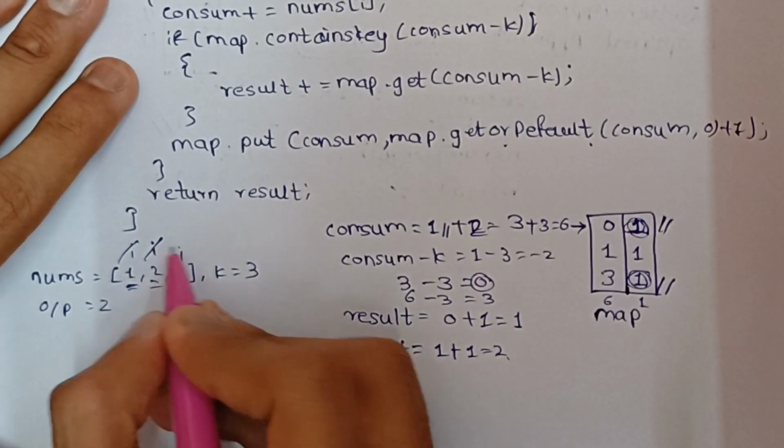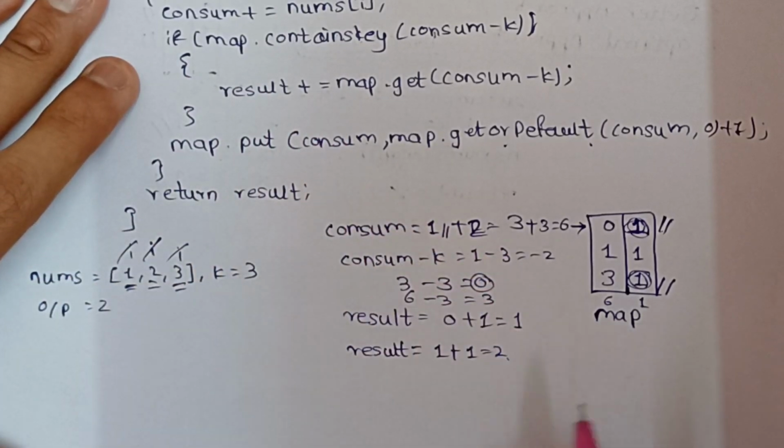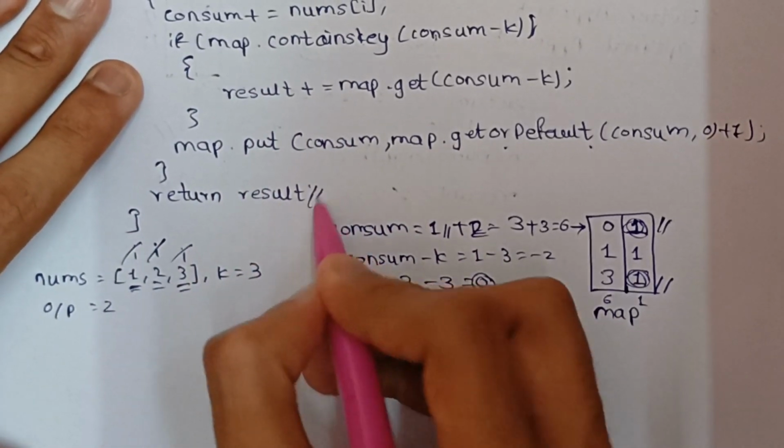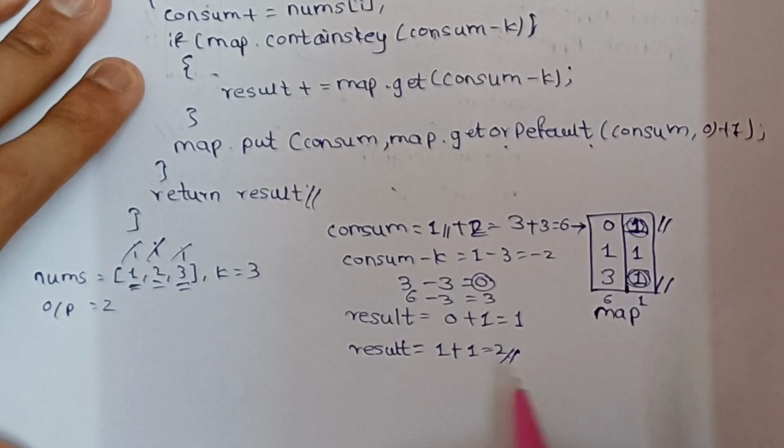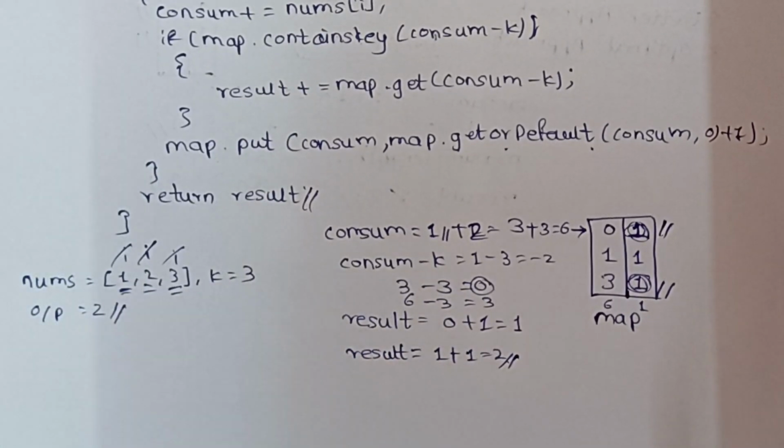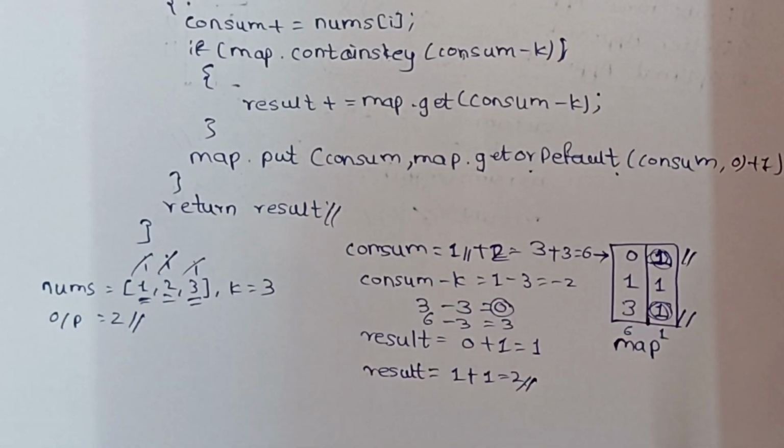Okay, now the for loop is executed and array out of bound has gone, so we have to display our result. Okay, return our result. Now result is our 2 and output is also 2. Okay, so let's see the perfect code on the Leetcode code editor.